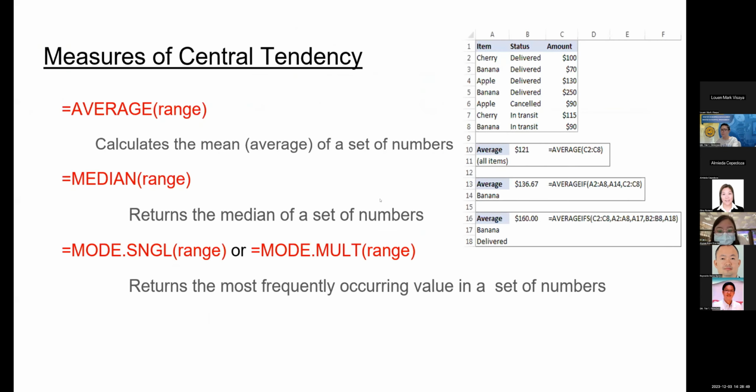For the measures of central tendency, as we already discussed previously, we make use of the following Excel functions. Equal sign average, followed by the range of data, to calculate the mean or the average of a set of numbers. For the median, we type equal sign followed by median and then the range to return the median of a set of numbers. And then for the mode, equal sign mode.SNGL and then the range for single modal values, or mode.MULT range to return the most frequently occurring value in a set of numbers. Next slide.